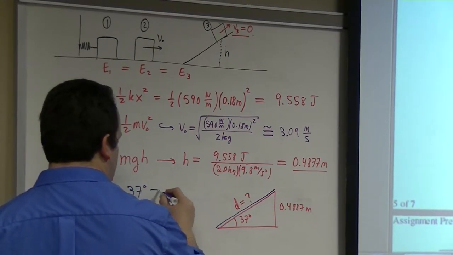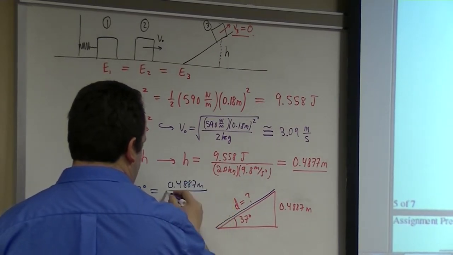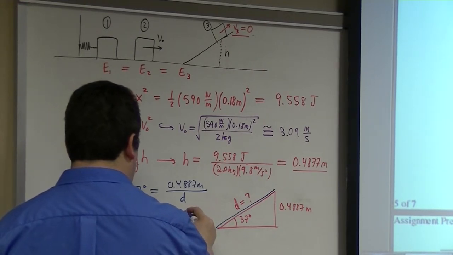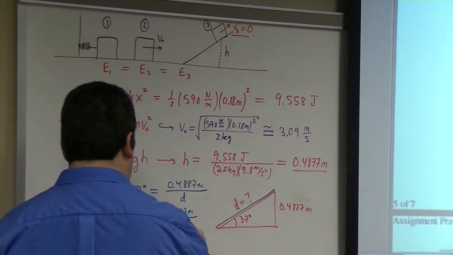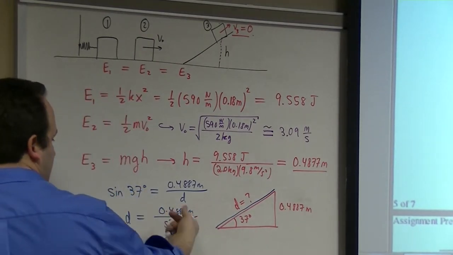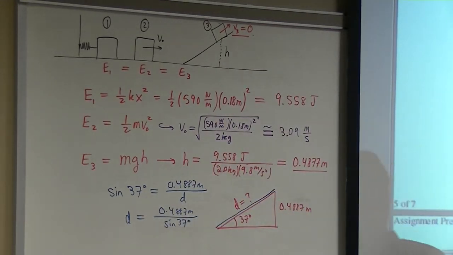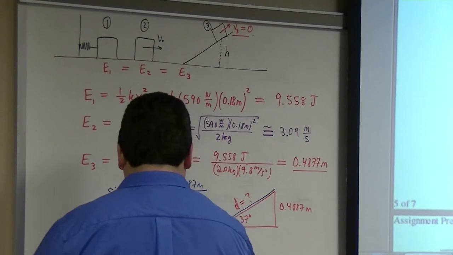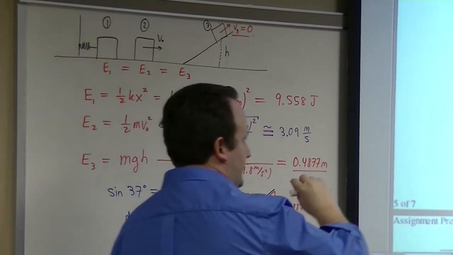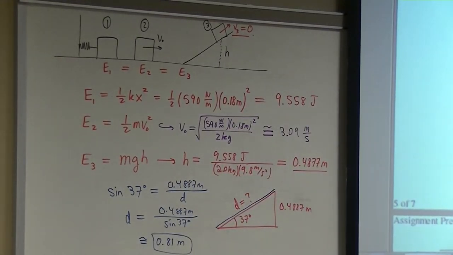Sine of 37 degrees is equal to 0.4887 meters divided by d. So d then is equal to 0.4887 meters divided by the sine of 37 degrees. That's about a half, so this is about twice that, which is about 0.81 meters. So yes, they're asking for the actual distance up the incline as opposed to the vertical distance.